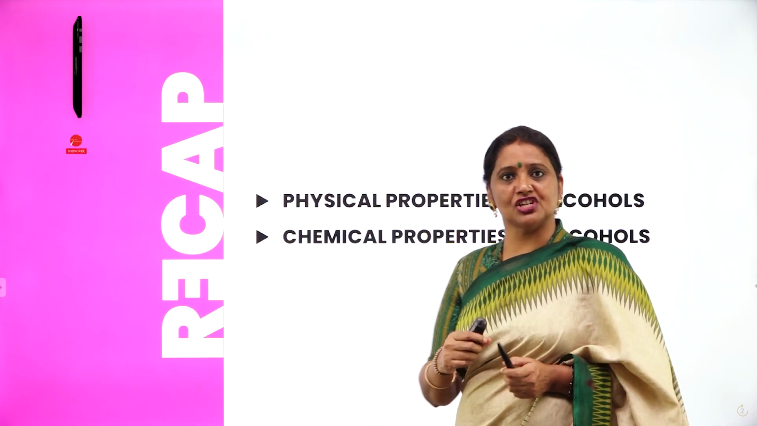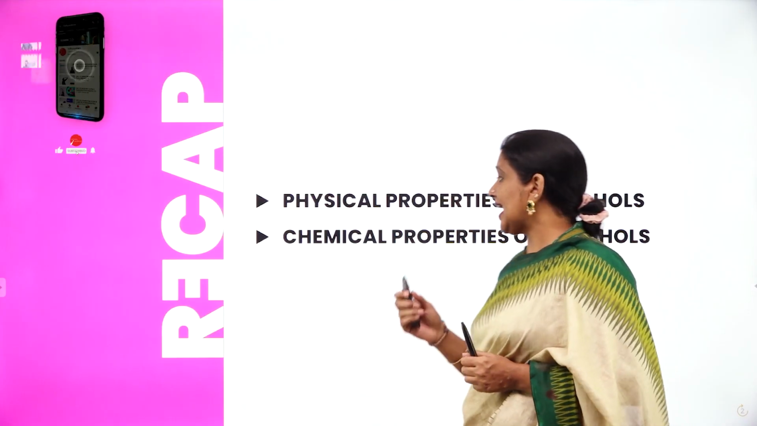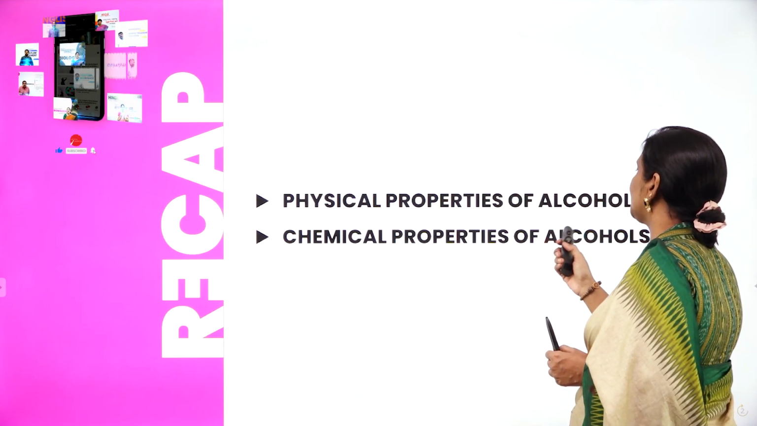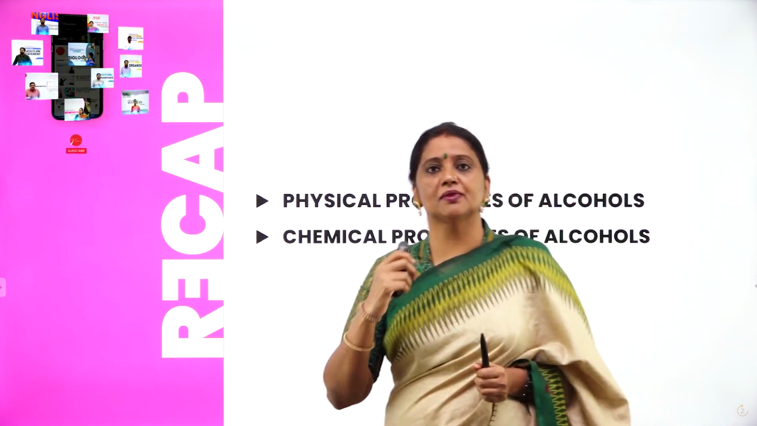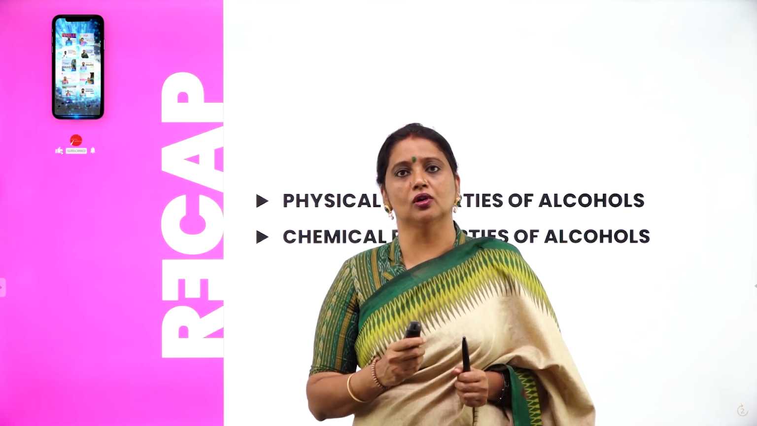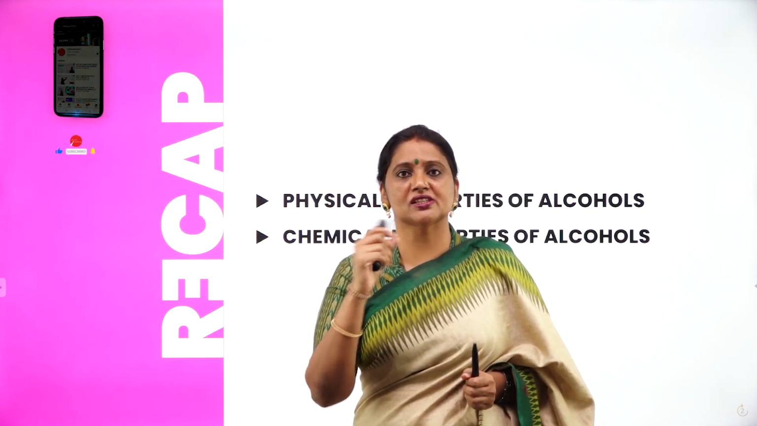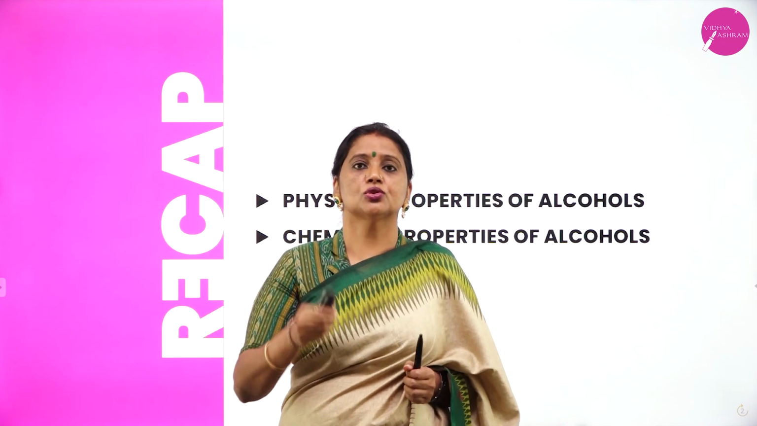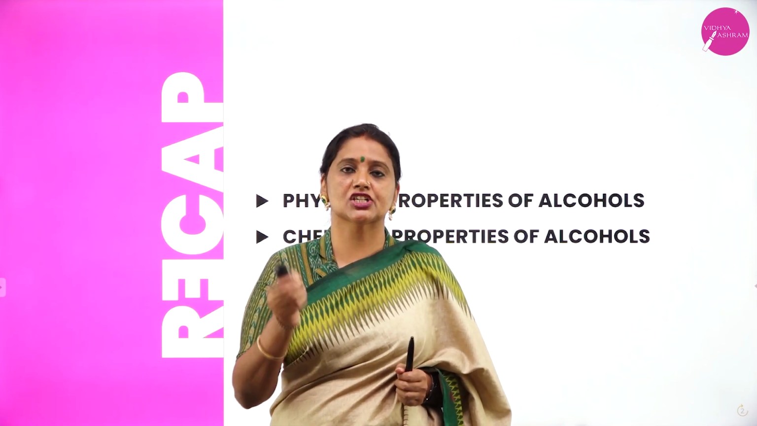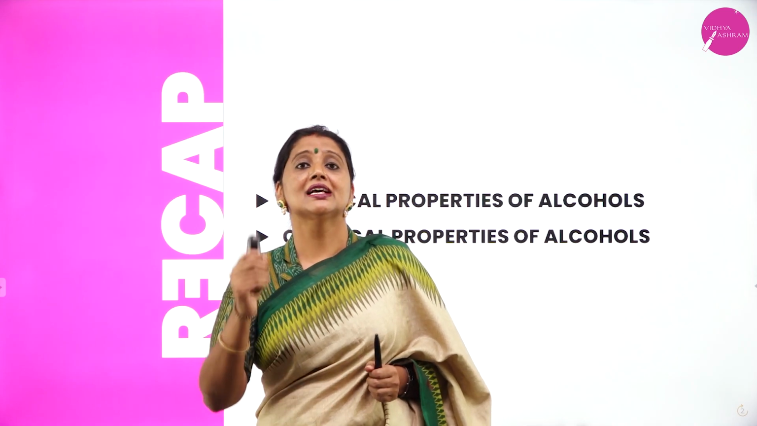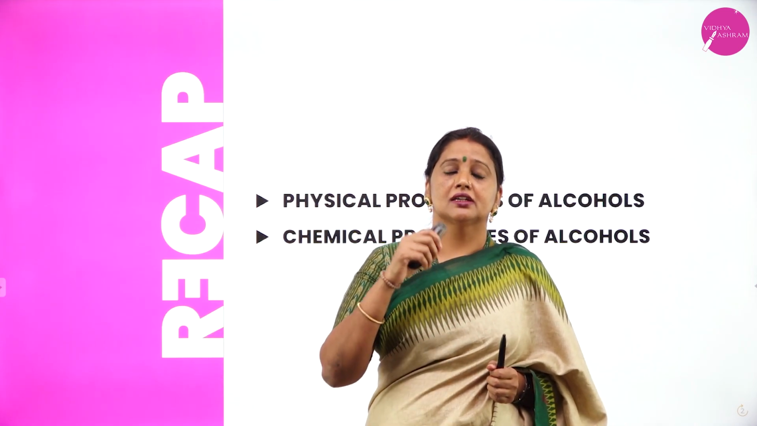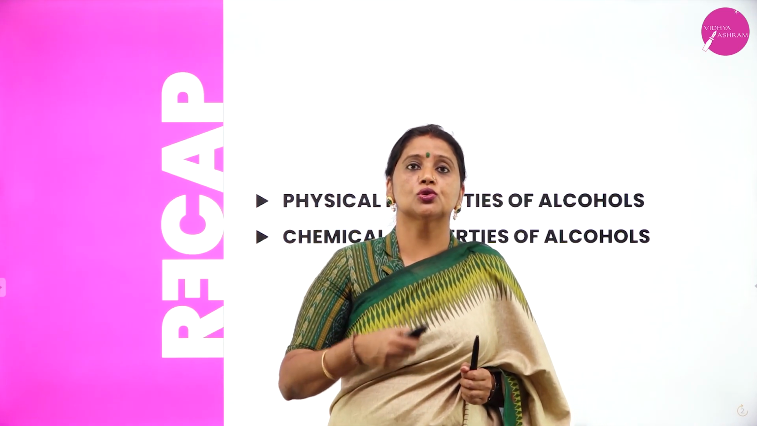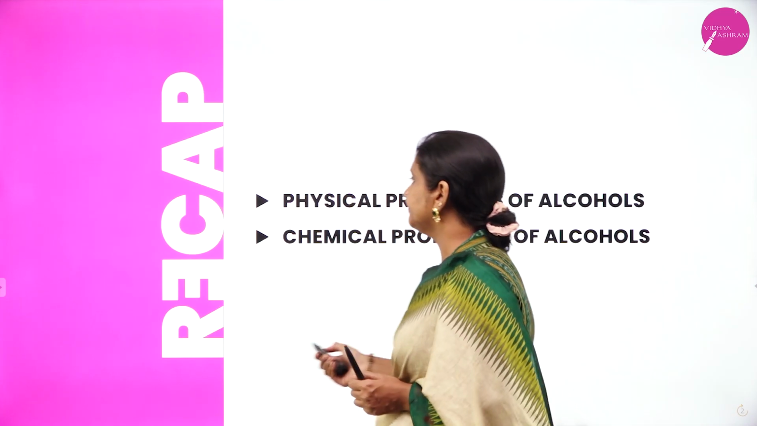In the previous session, that is the 3rd session, I discussed the physical properties of alcohol as well as some of the chemical properties of alcohol. As you know, the chemical properties of alcohol are classified into 2 types: reaction due to cleavage of the OH bond and reaction due to cleavage of the CO bond. Last class I discussed the reactions due to cleavage of the OH bond.